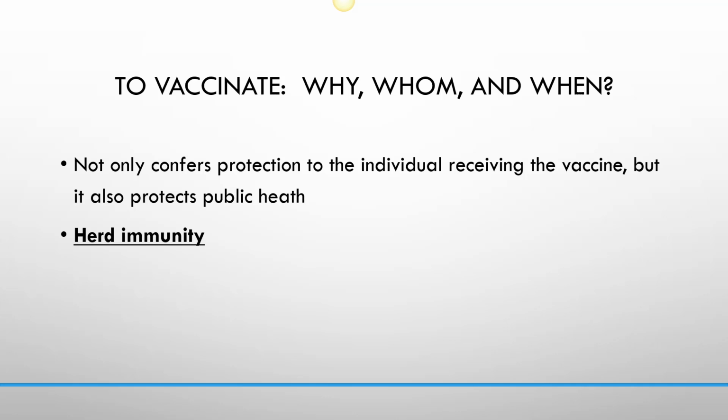So here's what herd immunity is. Herd immunity means that if a majority of the population is vaccinated, the unvaccinated are less likely to get sick. They're less likely to get that infection that a majority of the population is vaccinated against.